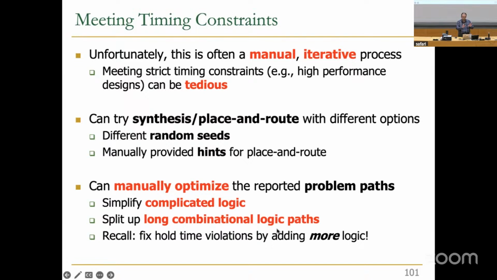It's not only by changing from Mealy to Moore; you can also add registers in between. You can actually divide the combinational circuit into two by adding a register in between. You're going to see a lot about that when we talk about pipelining in the microarchitecture of the processor. And also recall that to fix hold time violations, we might need to add more logic.